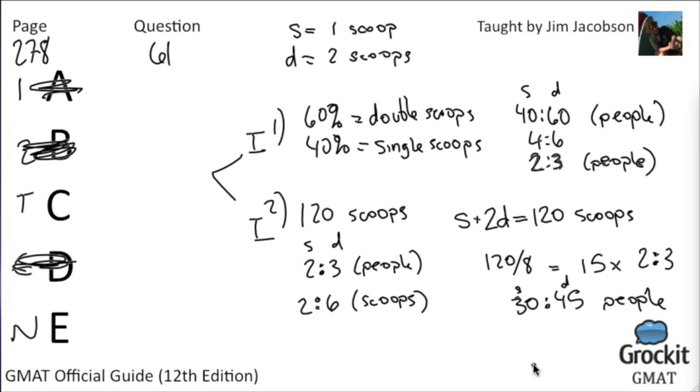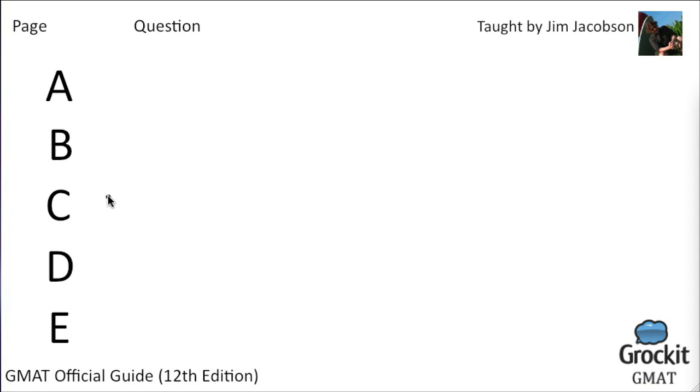We can double check our math. 30 single scoop people getting single scoops gives us 30 single scoops. 45 double scoop people getting 2 scoops each is 90 scoops. 30 plus 90 is 120, which is what statement 2 gives us. However, if we were comfortable with our math, we could have stopped a little bit before that. The 2 statements in conjunction are sufficient. So we can circle answer choice C. Or select it and confirm it, and move on to the next question, which is number 62.